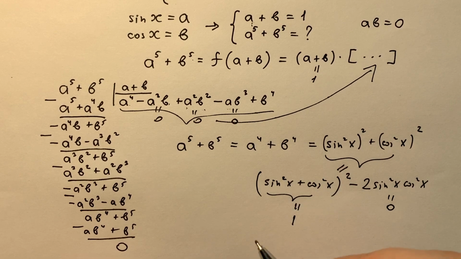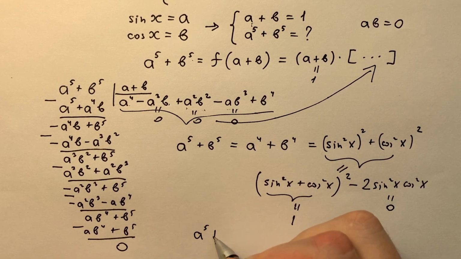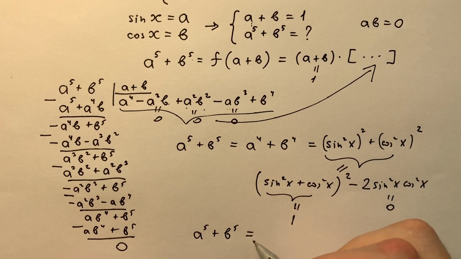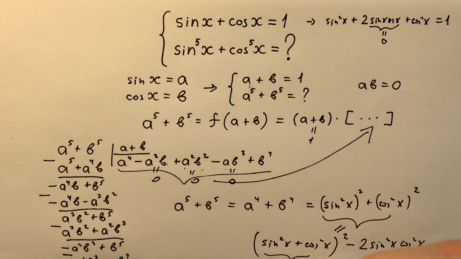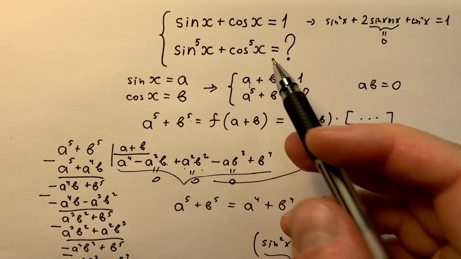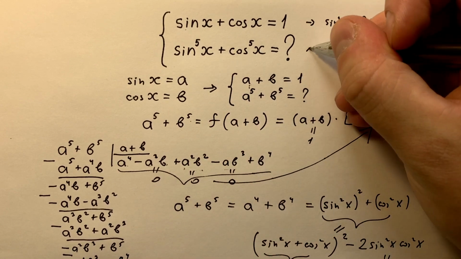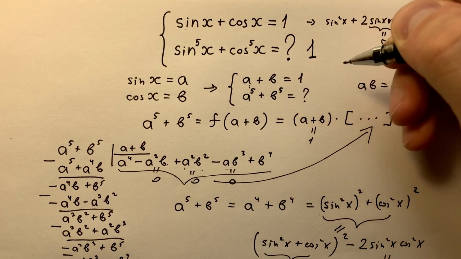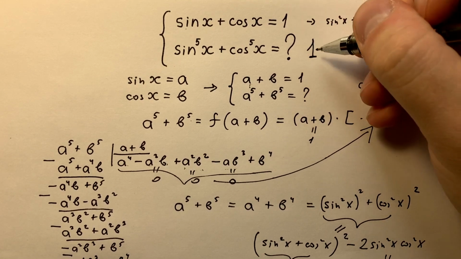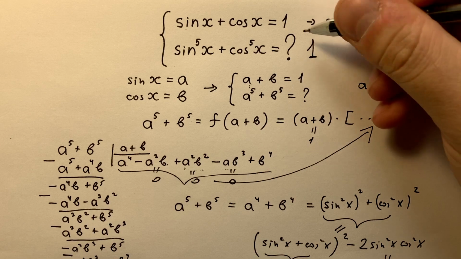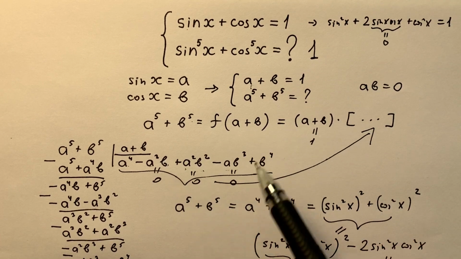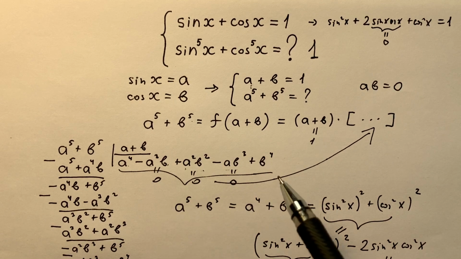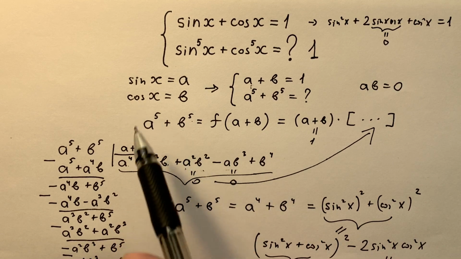So finally we get that a to the power of 5 plus b to the power of 5 equals 1. Our problem is solved, and sine to the power of 5 x plus cosine to the power of 5 x equals 1. 1 in the first equation and 1 in the second. I think it's a really cool kid's logic, isn't it? But the problem is not even for a kid. I hope that several years later I can explain this solution to him.